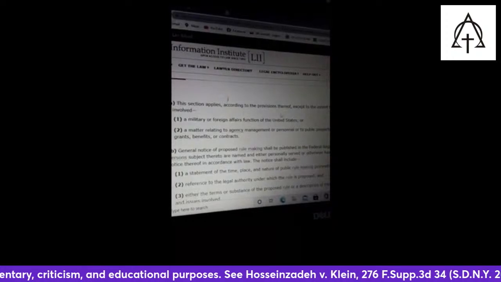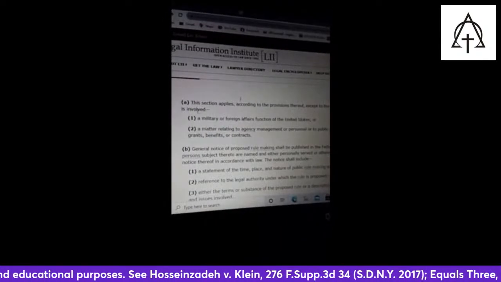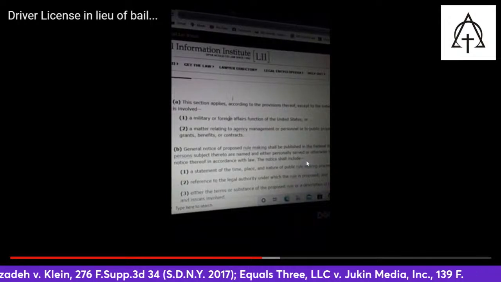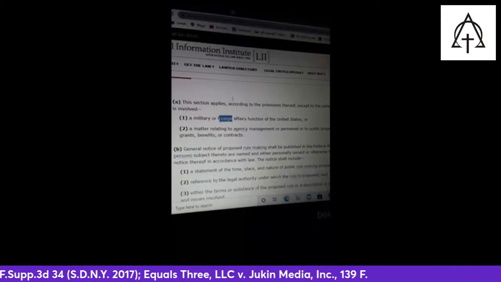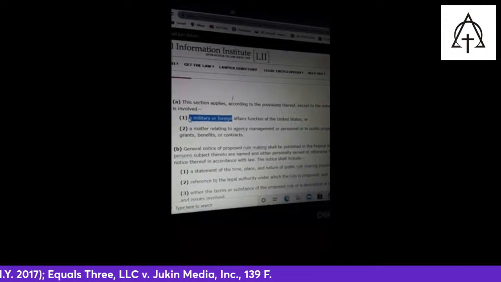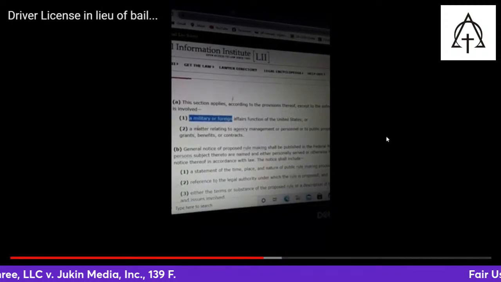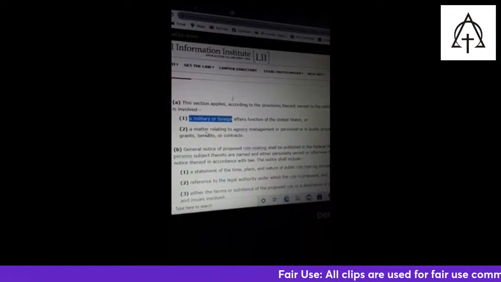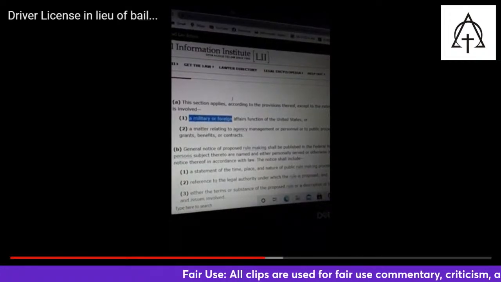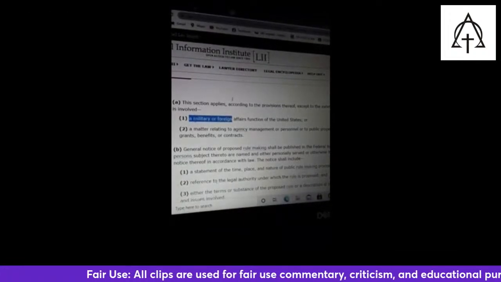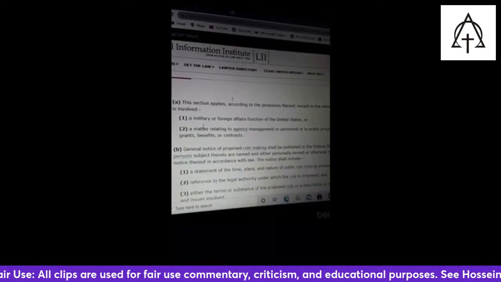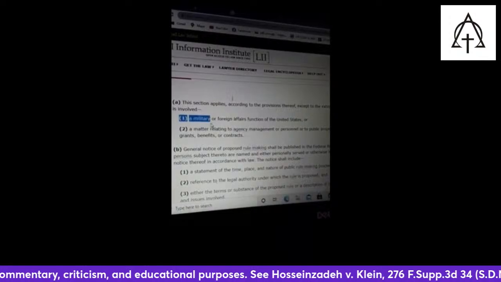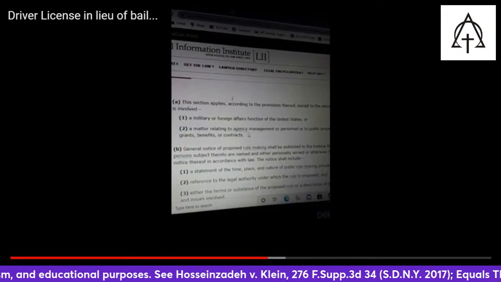This section applies according to the provisions thereof, except to the extent that there is involved a military or foreign affairs function of the United States. Remember, we have a commander-in-chief. He is called a president, and everybody believes that he's president of a country when he's actually a president of a corporation, and that he is known as commander-in-chief of the military of that corporation, the enforcement of that corporation. The military branch of that corporation has a Dun and Bradstreet number.